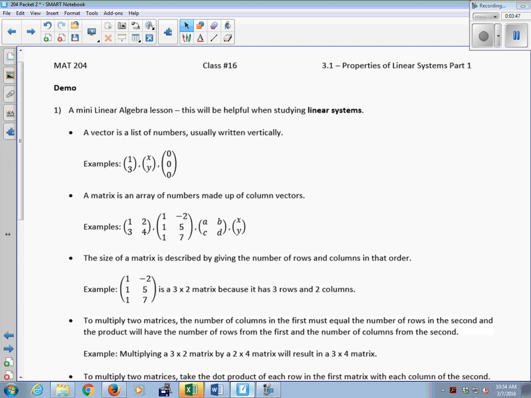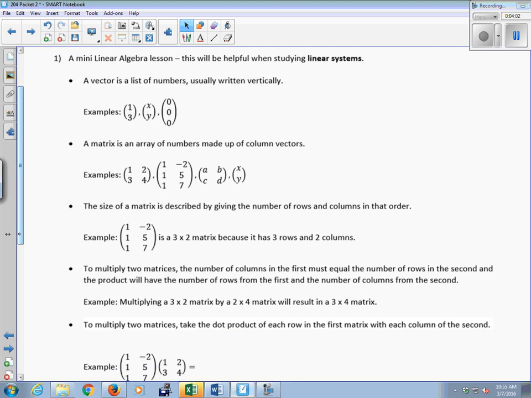Okay, so first we're going to talk a little bit about linear algebra. So we just have a little mini linear algebra lesson. This will be pretty familiar if you took linear algebra. If not, this is just the super basics, a really fast lesson. This is going to be helpful when we're studying linear systems, which is the topic of chapter 3.